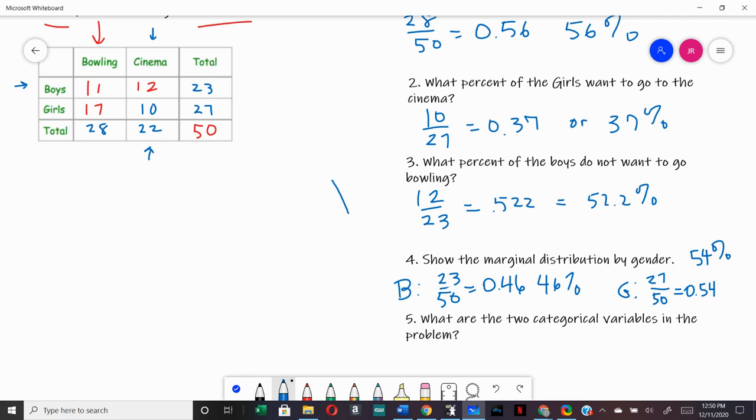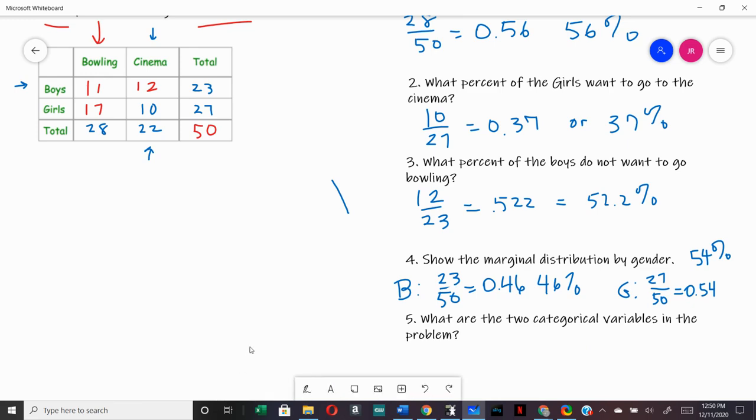Now pay attention to what it's asking for. If I'm asked for the marginal rate by where you want to go, I'm looking at bowling and cinema. If I'm asked for marginal rates by gender, I look at boys and girls. So make sure you understand what you're being asked to do because you may have to use these values instead of these values for those marginal rates.